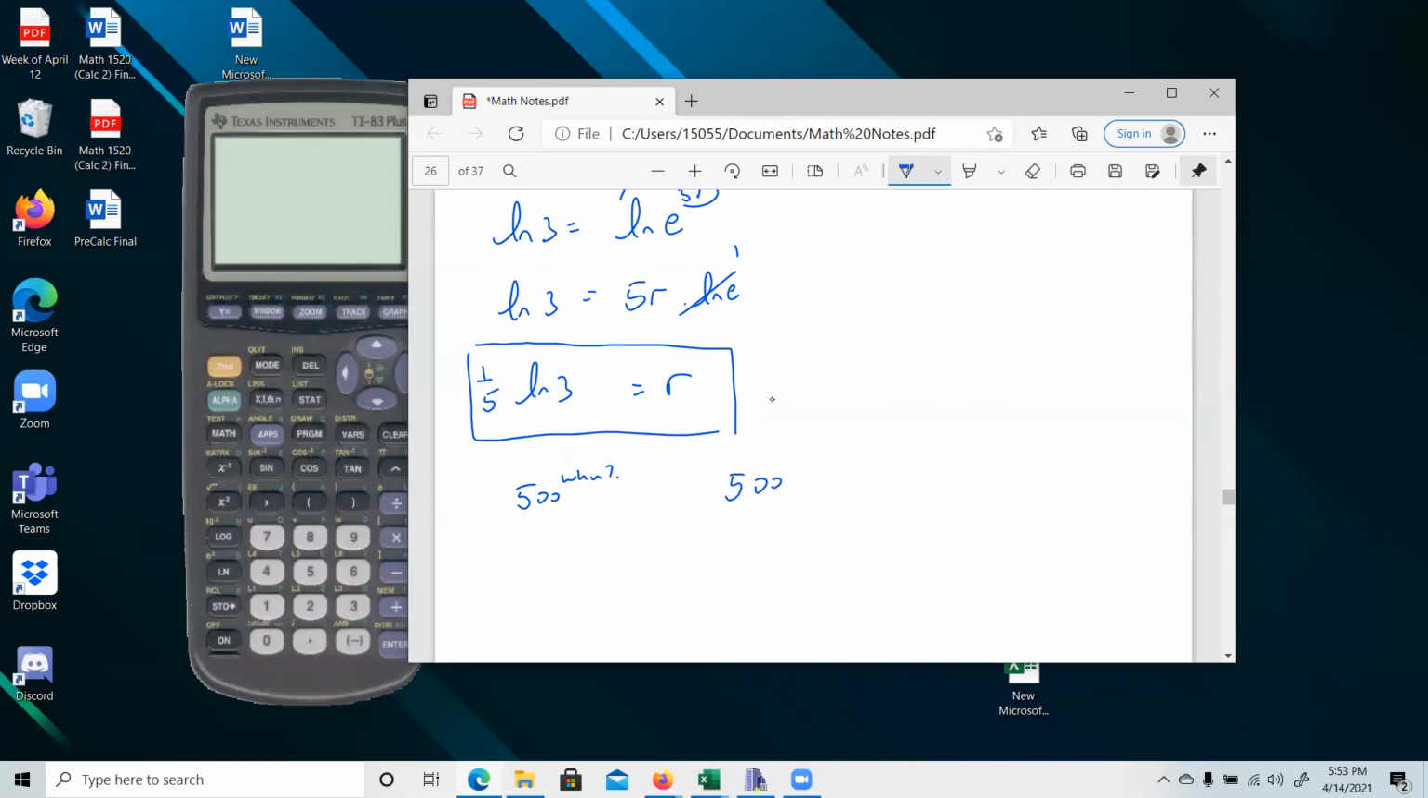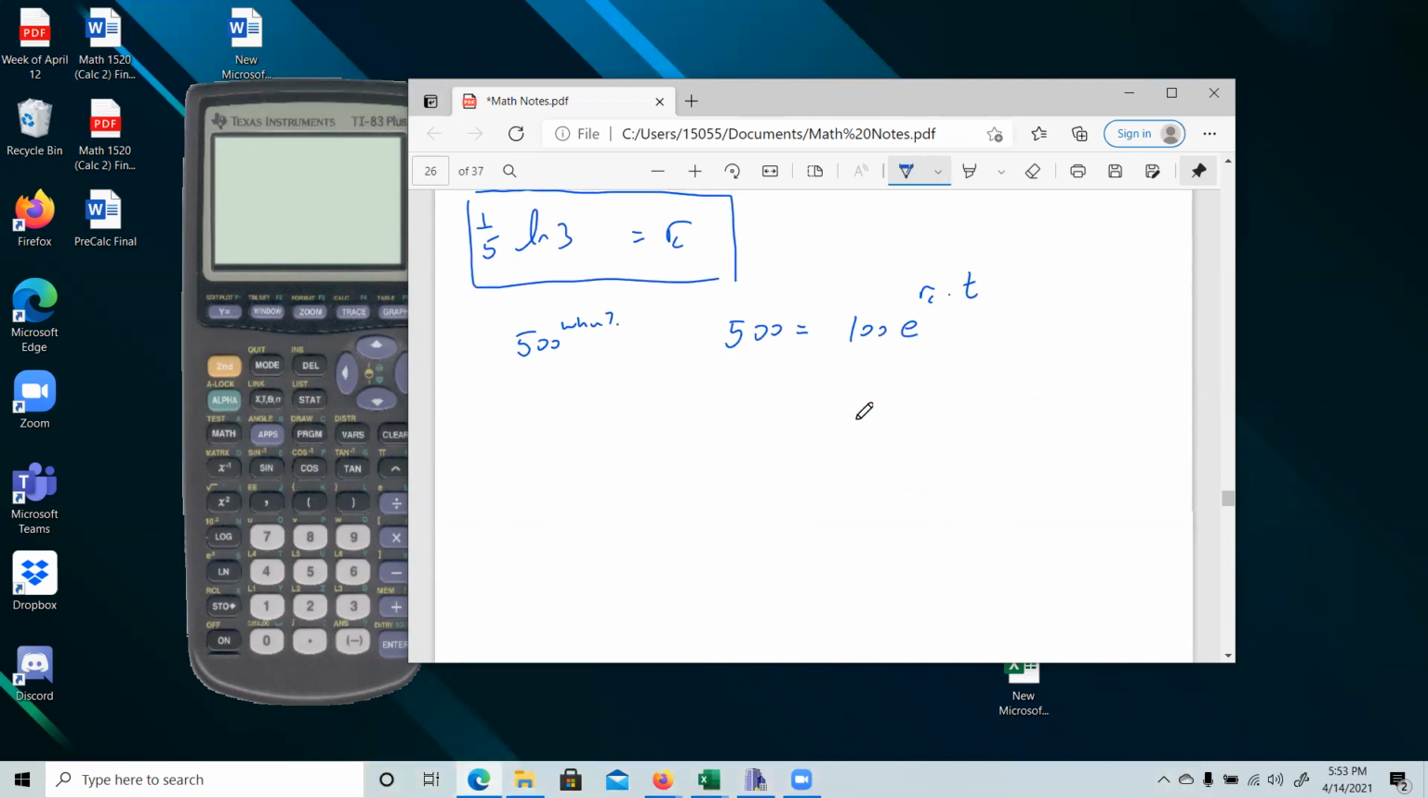So we'll say 500 is equal to 100 because that's when we're starting, e to the r, and then I don't know what t is. We'll say this is rC for chipmunks. Okay, and we're going to go through and do the same thing. So we're just going to divide by 100, give myself a clean exponential function here. 5 is equal to e to the rC times t.